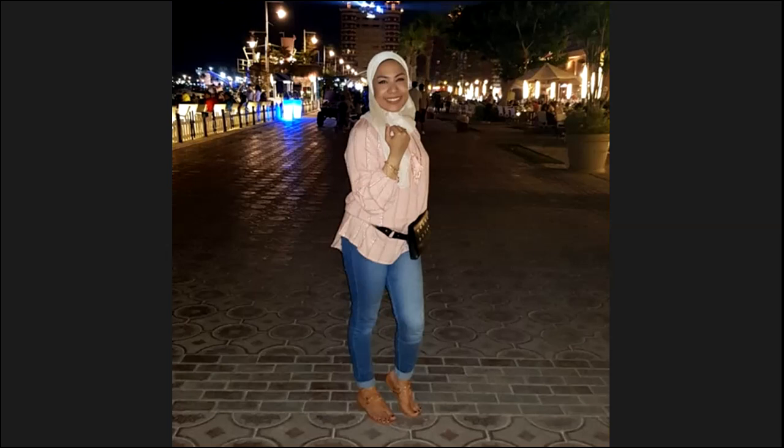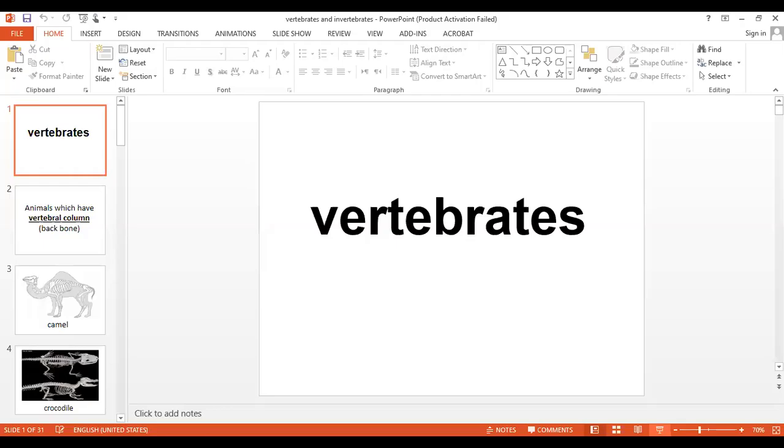So let's start together, remembering the PowerPoints that we have studied in the class. So you know, guys, that we classify all of the animals mainly into vertebrates and invertebrates. What is the meaning of vertebrates? Vertebrates are the animals that have a vertebral column or a backbone. They are both the same thing.